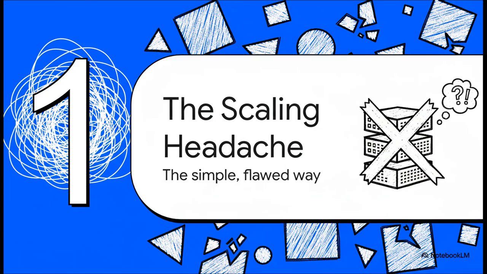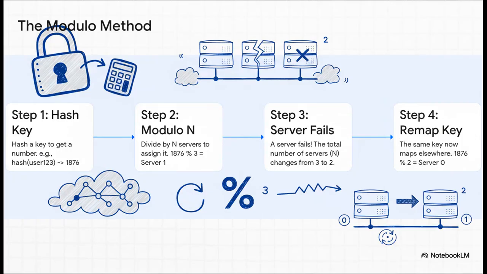So, to really appreciate the genius of the solution, we first have to understand the headache. We're going to start with the most common, most intuitive, and ultimately most flawed way to spread data across a bunch of servers. Okay, so the most straightforward way to do this is something called the modulo method.